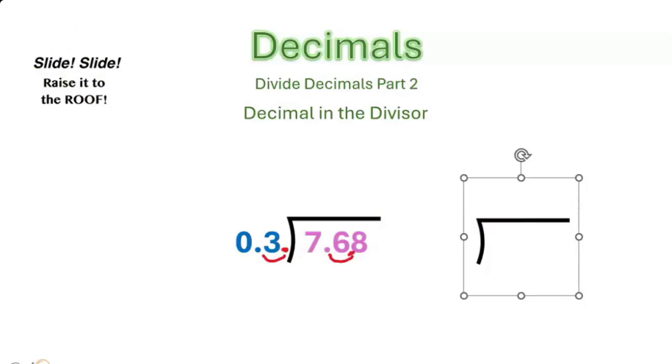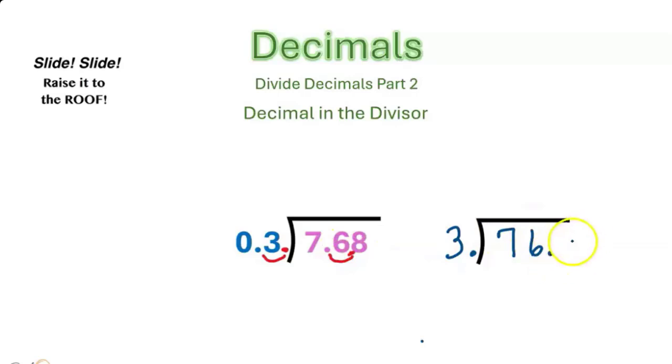So let's start out with a blue, and now this is a 3, because remember we slid the decimal point over here. I call it like the doorknob. It needs to be the doorknob to the house. And we moved the decimal point in the dividend between the 6 and the 8. So now we have 76 decimal point 8. And then now we just raise it to the roof.